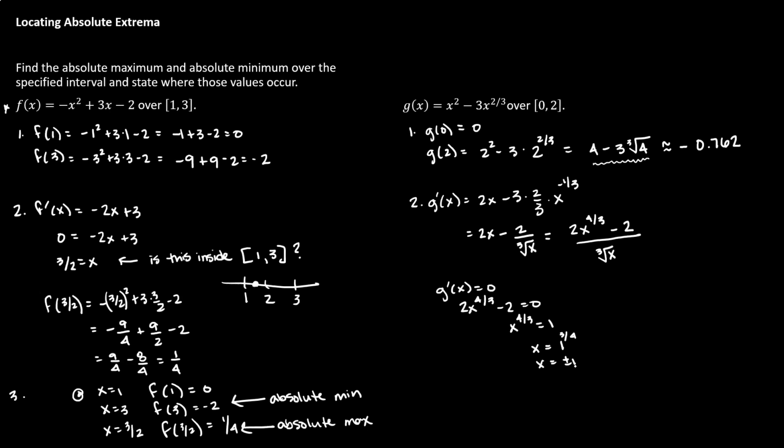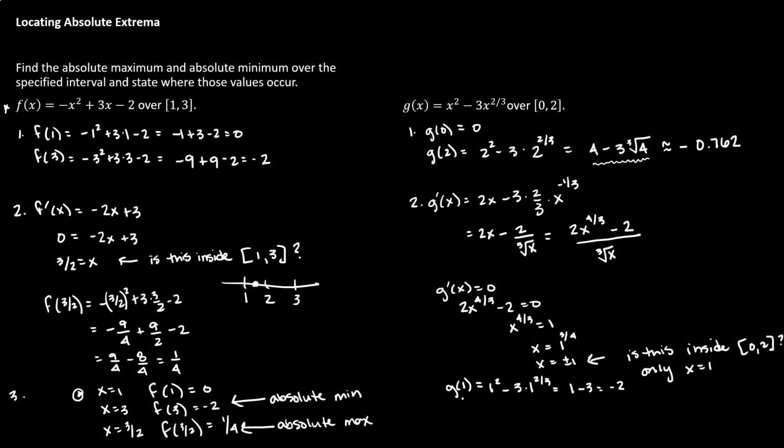And if we look at our interval, is this inside the interval 0 to 2? Well, one of them is, one of them isn't. So only x equals positive 1 is. We're going to ignore x equals negative 1 because we're not looking within an interval that includes that critical point. So we will evaluate our derivative at 1. Sorry, not our derivative, our function. Evaluate our function at 1. We get 1 squared minus 3 times 1 to the 2/3. That's equal to 1 minus 3, or -2.